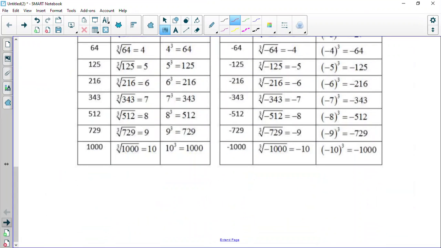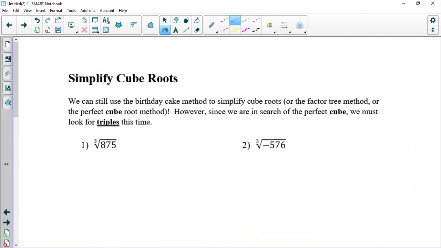When we come down to our next page, I'm going to utilize the birthday cake method, but remember we also went over the factor tree method last class, which you can also use here. So when we're simplifying cube roots, nothing much has really changed. We can still use any of those three methods that you've learned, except now, instead of doubles, we're looking for triples. So that's going to be our key here.